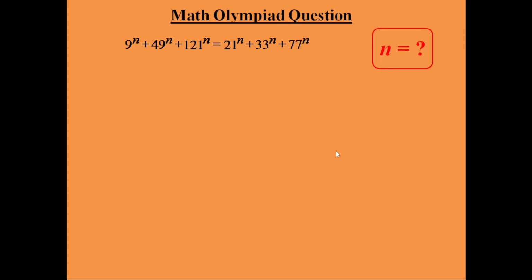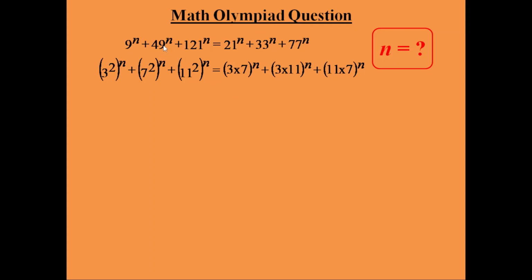Hello everyone. We need to find the value of n in the given equation. Write this 9 as 3 square, 49 as 7 square and 121 as 11 square. On the right side we can see that 21, 33, 77 are multiples of these three numbers 3, 7 and 11. So write 21 as 3 into 7, 33 as 3 into 11, 77 as 11 into 7.